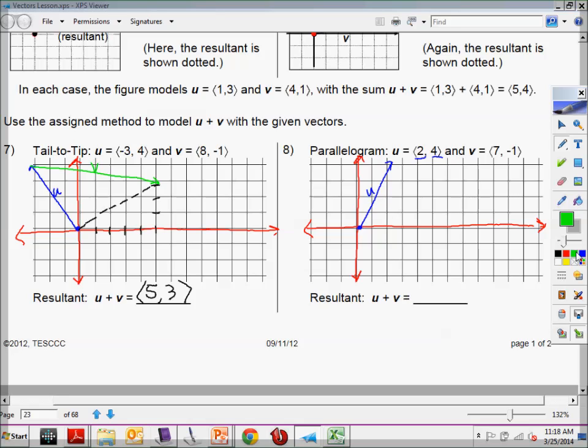So I'm going to do vector V. Again, it's starting at the origin, and I'm going to go 7 to the right: 1, 2, 3, 4, 5, 6, 7. And I'm going to go down 1. So I'm going to end there. And there's vector V. If both of my vectors start at the origin, this is how they will look. And because I do not have a tail and a tip, I have to create a tail and tip for me.